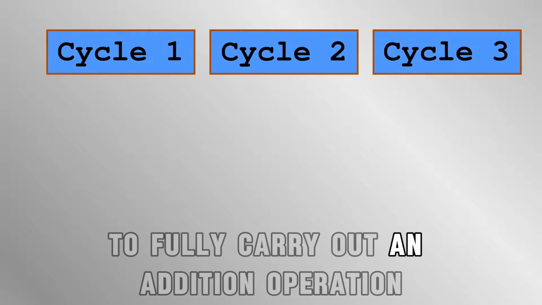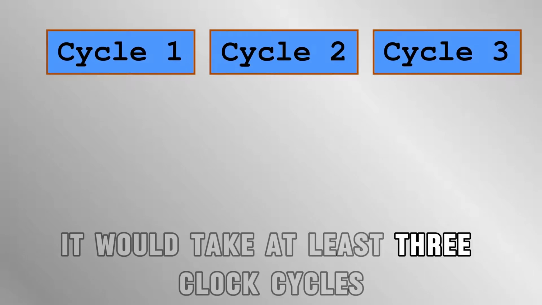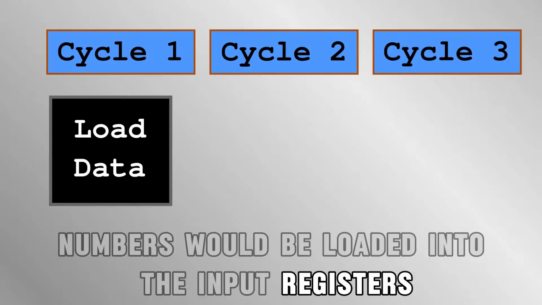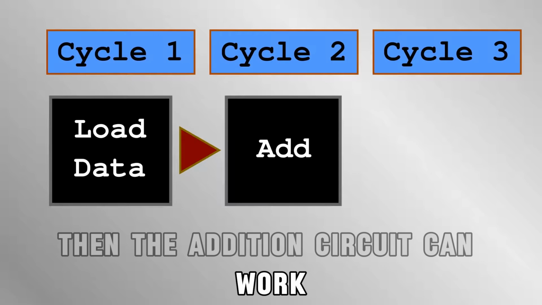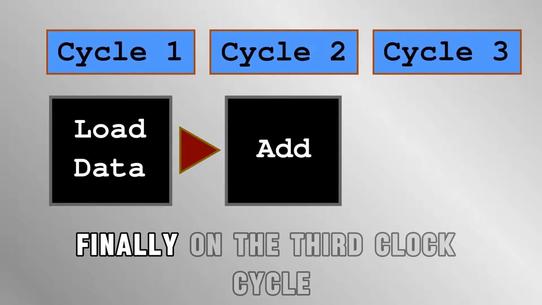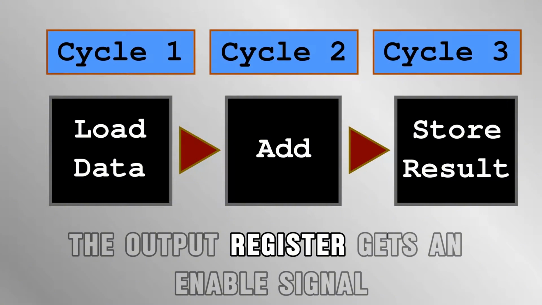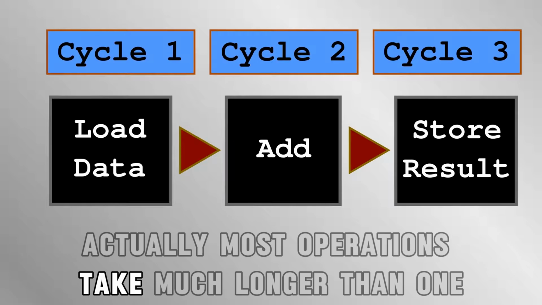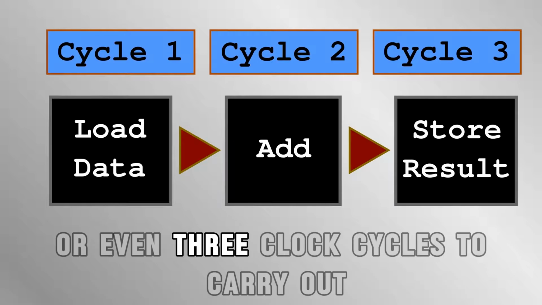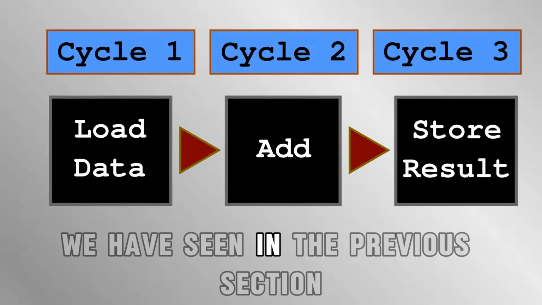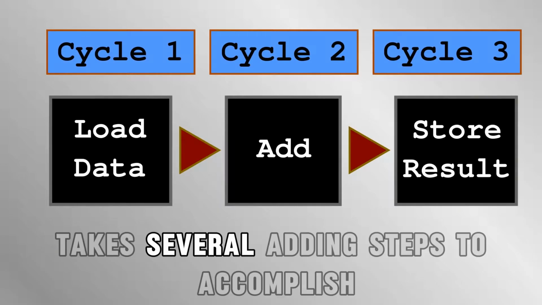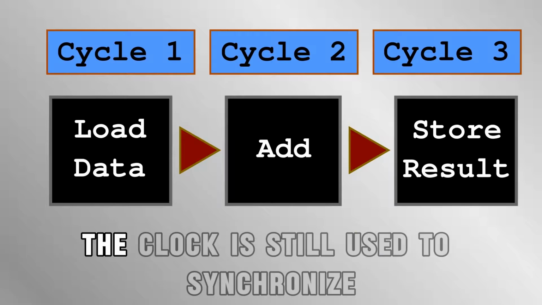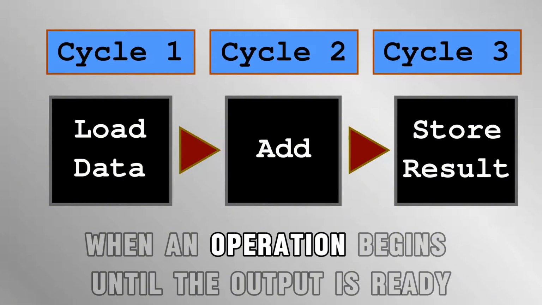To fully carry out an addition operation, it would take at least 3 clock cycles. On the first clock cycle, numbers would be loaded into the input registers. Then, the addition circuit can work over the next clock cycle. Finally, on the third clock cycle, the output register gets an enable signal and stores the result. Actually, most operations take much longer than 1 or even 3 clock cycles to carry out. We have seen in the previous section that multiplication takes several adding steps to accomplish. Nonetheless, whether it takes 1 or 100 cycles, the clock is still used to synchronize when an operation begins until the output is ready.